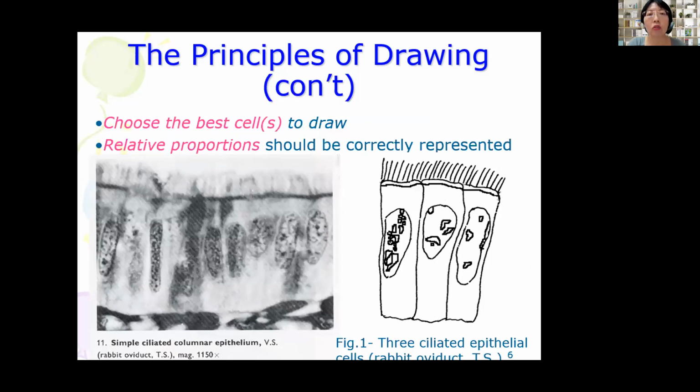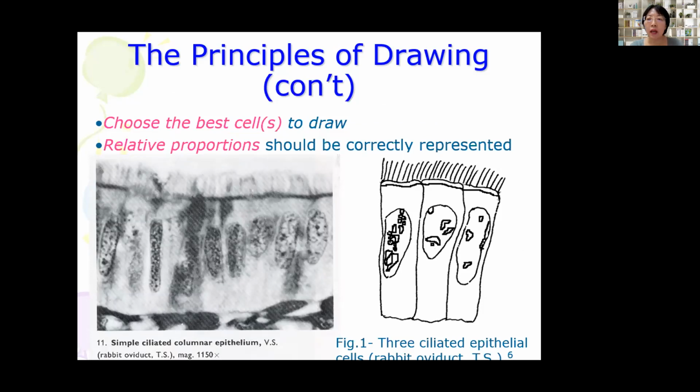So the student is asked to draw 3 adjacent cells. Adjacent means neighboring cells that are touching each other. So if you're asked to draw 3 adjacent cells, you cannot simply draw any 3 cells. You must first look at the micrograph and choose the best 3 cells. The best 3 cells means the 3 cells where the structure inside the cell is very clear so that you can see clearly and you can draw clearly.